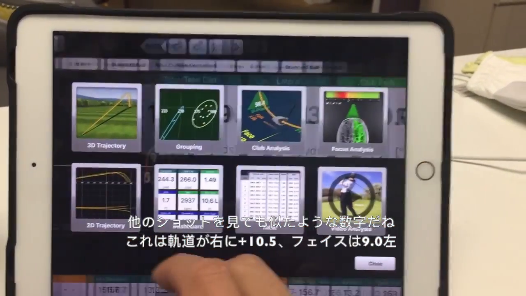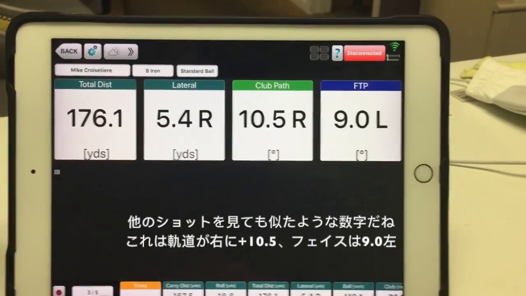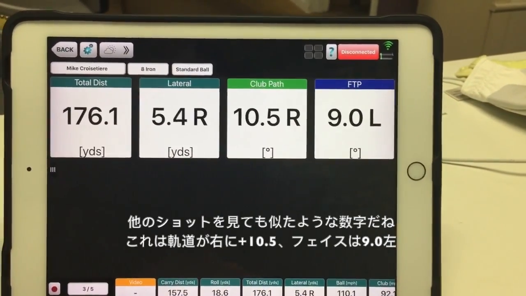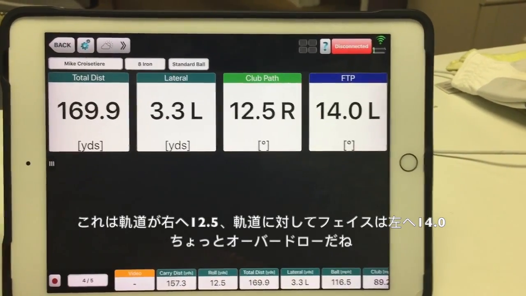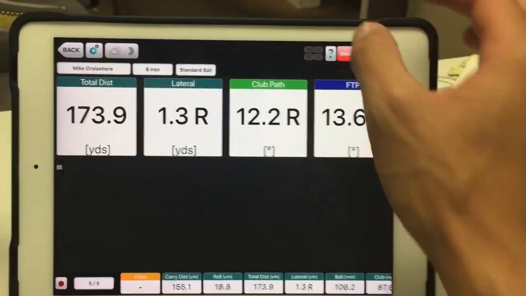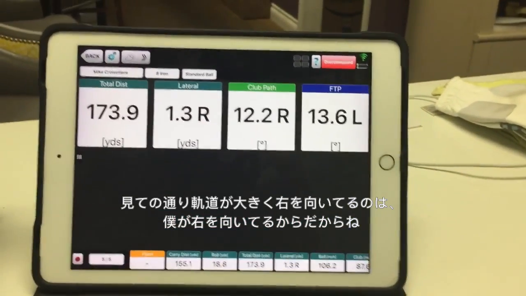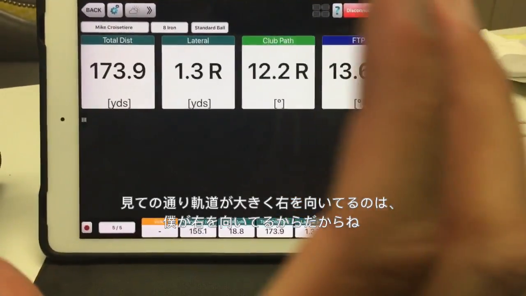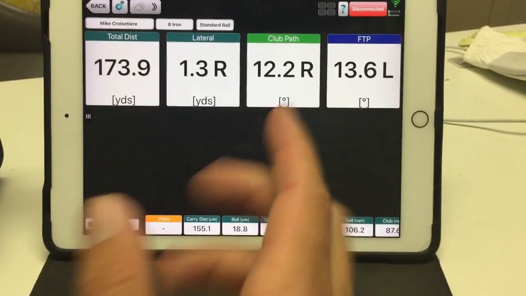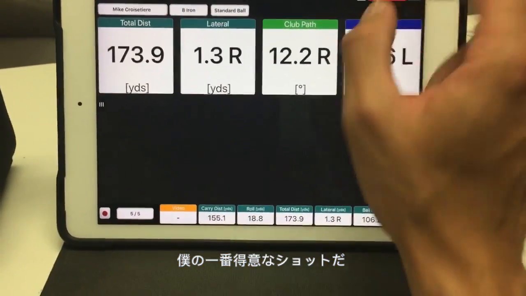If we go back to this, you can quickly go through. We're getting really similar numbers here. 10.5 right path, 9 degrees to the left. 12.5 right path, 14 degrees to the left, a little overdraw. So as you can see, the reason why the path numbers got more to the right was just because I was aiming my whole body more to the right. I was hitting a pull draw, guys. It's the best way that I play that shot.